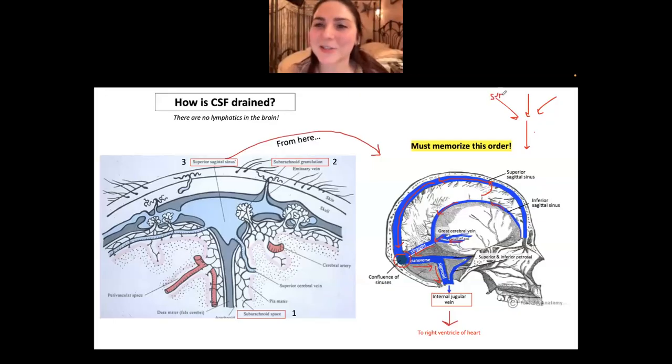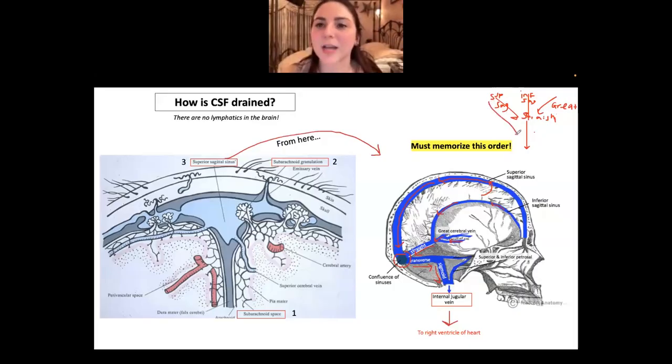So up here, this is your superior sagittal sinus. Then we have our inferior sagittal sinus. And then we have our great cerebral veins. Your inferior sagittal sinus and your great cerebral veins are going to drain into the straight sinus here. But this is all happening at the same time as the superior sagittal sinus is also draining. So all of these things are happening at the same time.